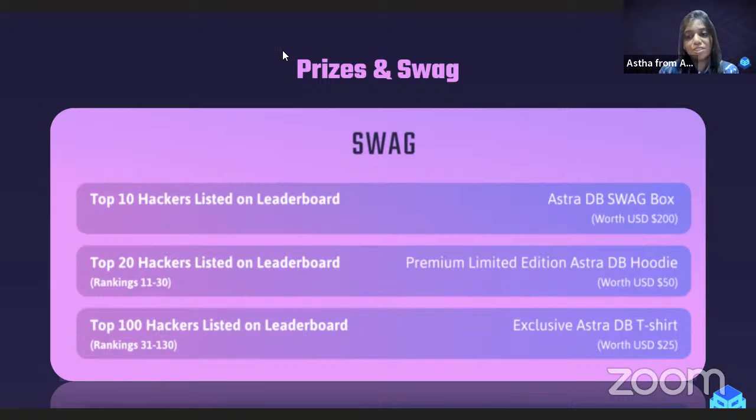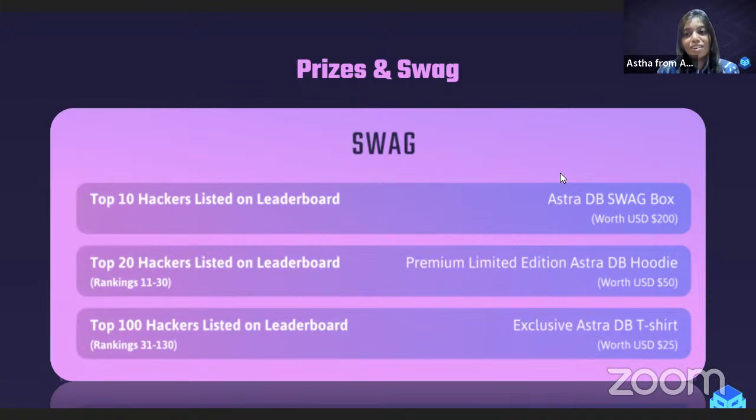The top 10 winners get a swag box worth 200. The next 20 hackers get a premium edition Astra DB hoodie, and the next 100 hackers get an exclusive Astra DB t-shirt. So that's the swag for you. Definitely keep an eye on that leaderboard.